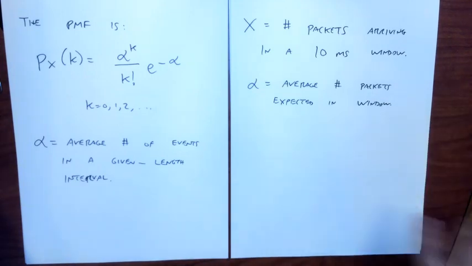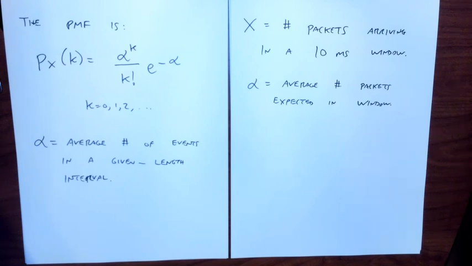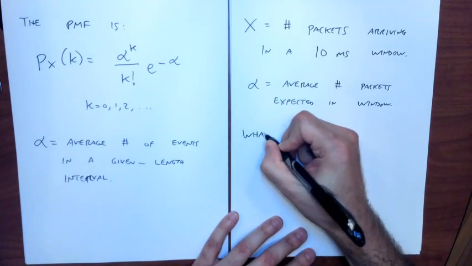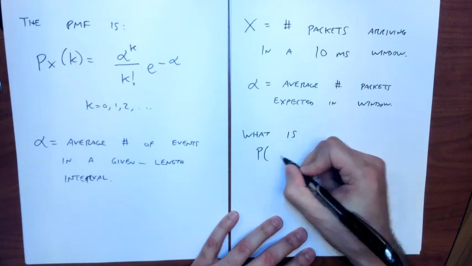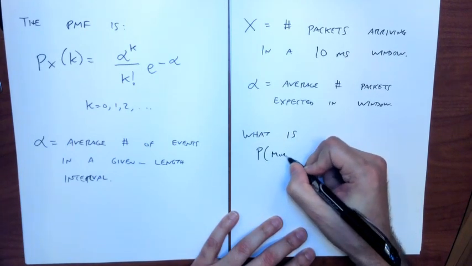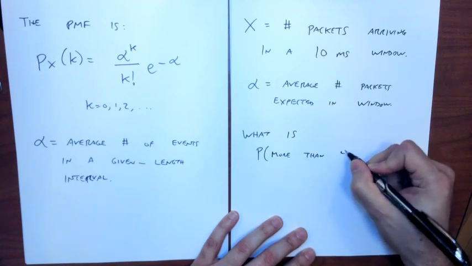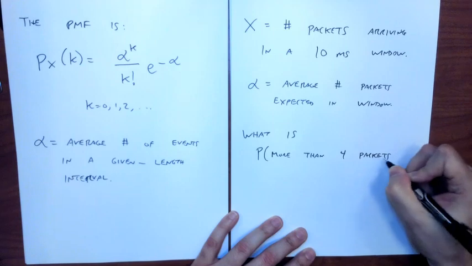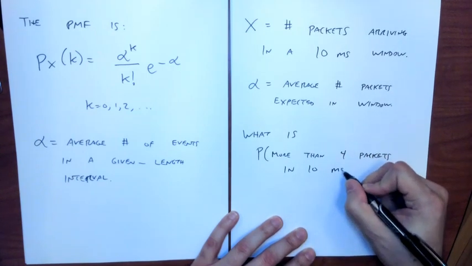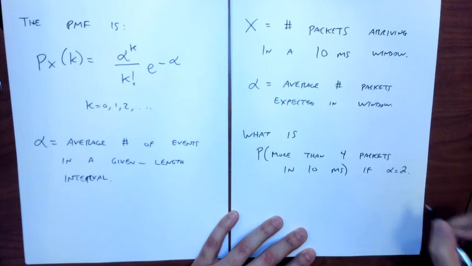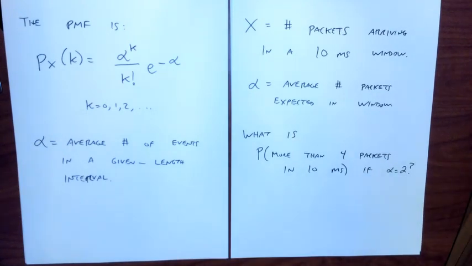Right? So for example, I could just watch the dorms and say, okay, every hour I'm going to record how many packets hit my router and I'm going to average that number up and that's going to be my alpha, right? That's kind of like my alpha per hour, okay? And then I could ask a question like, okay, so if this is a Poisson random variable, what is the probability that I have more than 4 packets in 10 milliseconds if my average value is 2 packets, okay?